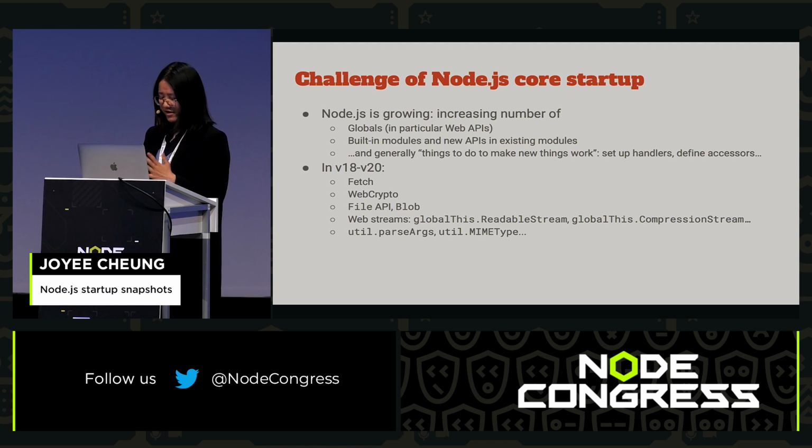So to give you an overview, from the last LTS version 18 to the upcoming 20, we've added support for Fetch, Web Crypto, File API, Blob, a bunch of web streams, and a bunch of new APIs under util, such as the argument parser and the MIME type parser. The list is longer than that, but you get the idea. Like, Node is growing a lot.